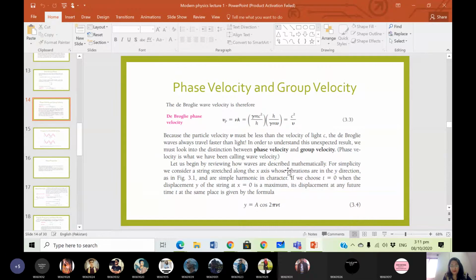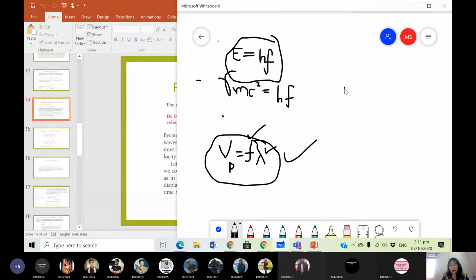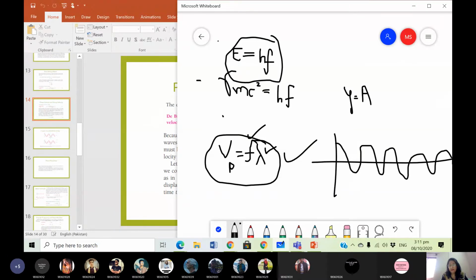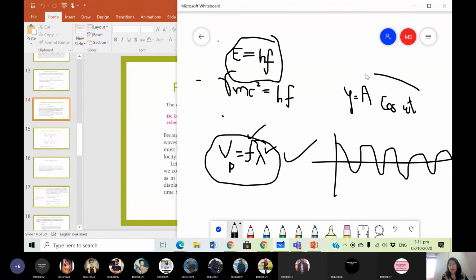So let us begin by reviewing how waves are described mathematically. Does anyone know how we describe a wave mathematically? We can say, for example, y equals A. You can take sine or cosine; for now, let's consider the cosine wave. So A cos(omega t plus some phase factor), but for now, just ignore the phase factor. We will figure that out soon. But A cos(omega t) is an example of a wave equation.